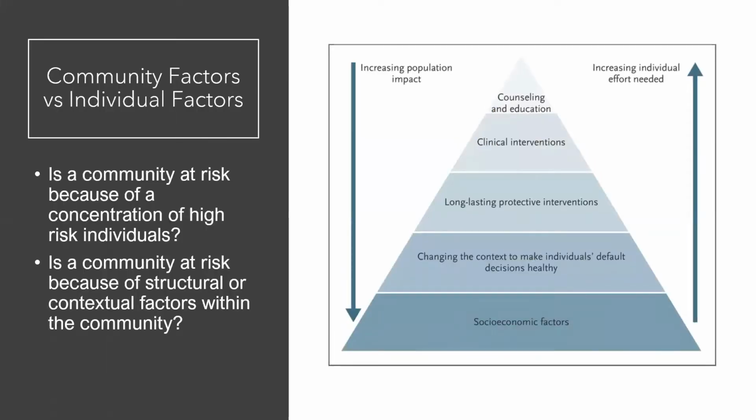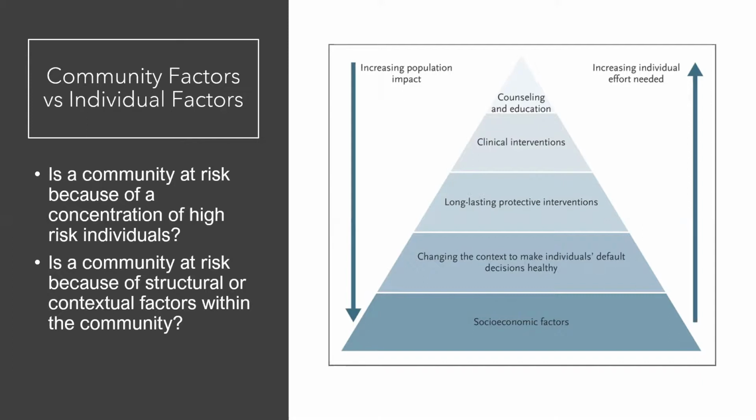And when we think about what we're seeing at the level of the community, there's two important factors that we have to ask ourselves. And these are super important and have been addressed extensively in the literature and extensively in the research. But from the perspective of planning and community strategic planning, I think it's important to think about these as well. You're not going to answer these questions, but they're important questions to consider. Is your community at risk because you have a concentration of high-risk individuals who are living in that zip code, or is your community at risk because there are structural or contextual factors within your community?